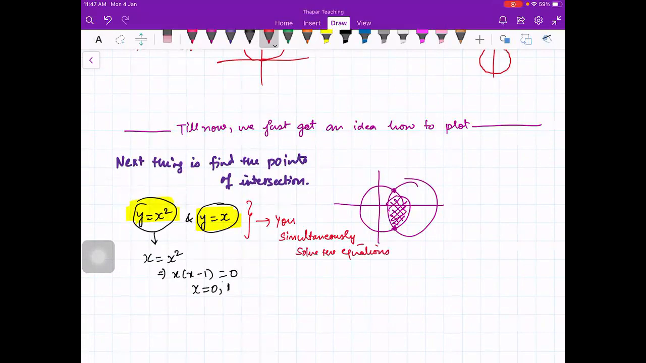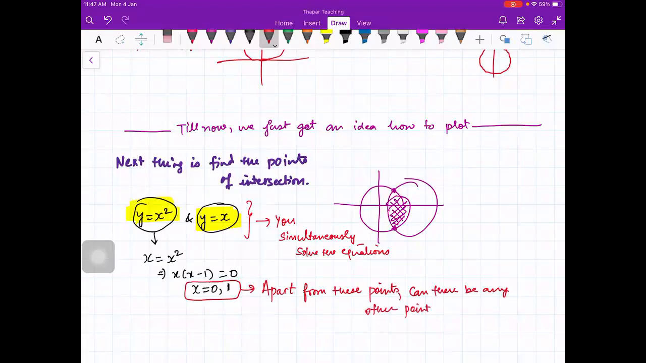So apart from these points which you have got by simultaneously solving the equations, can there be any other point of intersection? Tell me. No, ma'am. Answer is no. Because this is what we have done. We have found all the points of intersection here.